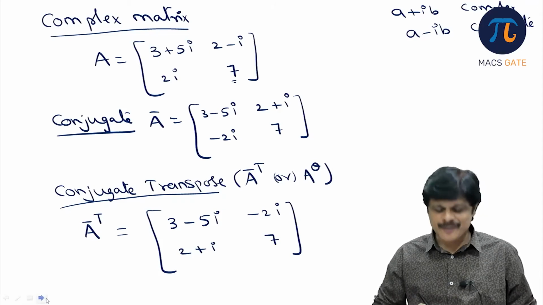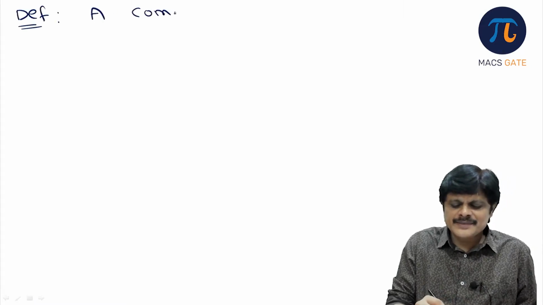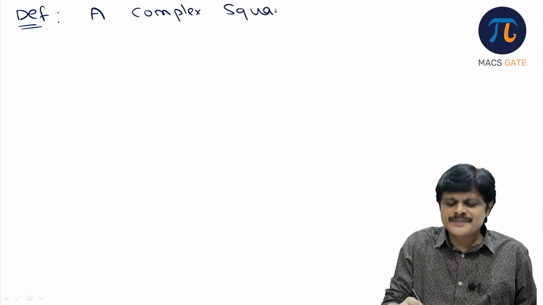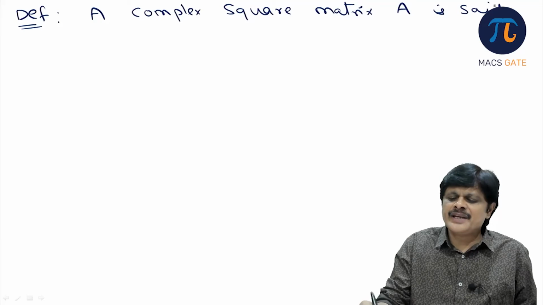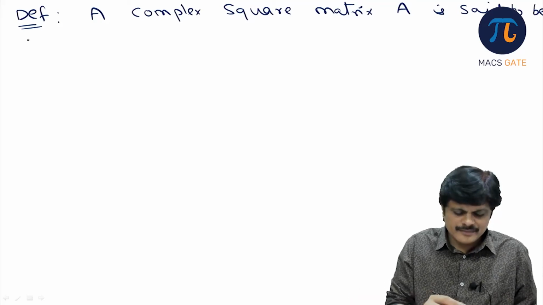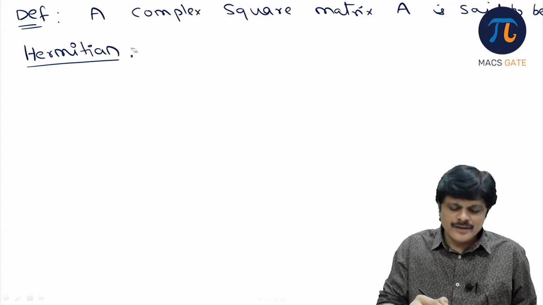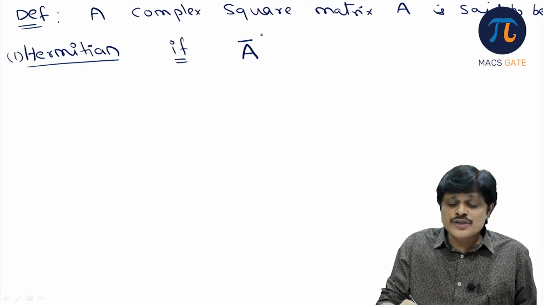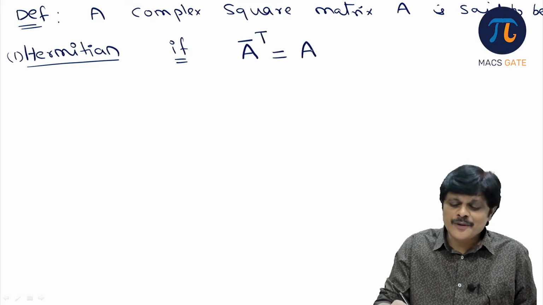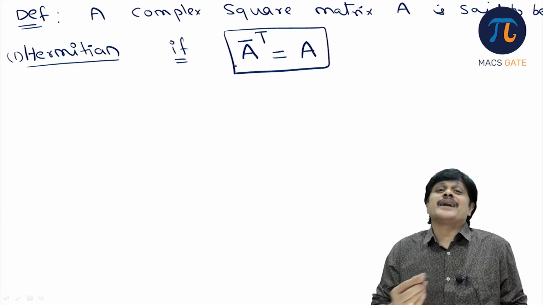So if you know this information, we can continue with the definitions for complex square matrices. Three important complex square matrices. Let us see. Definition. A complex square matrix A is said to be Hermitian if the conjugate transpose of the matrix is equal to matrix A. Conjugate transpose of the matrix is equal to matrix A.